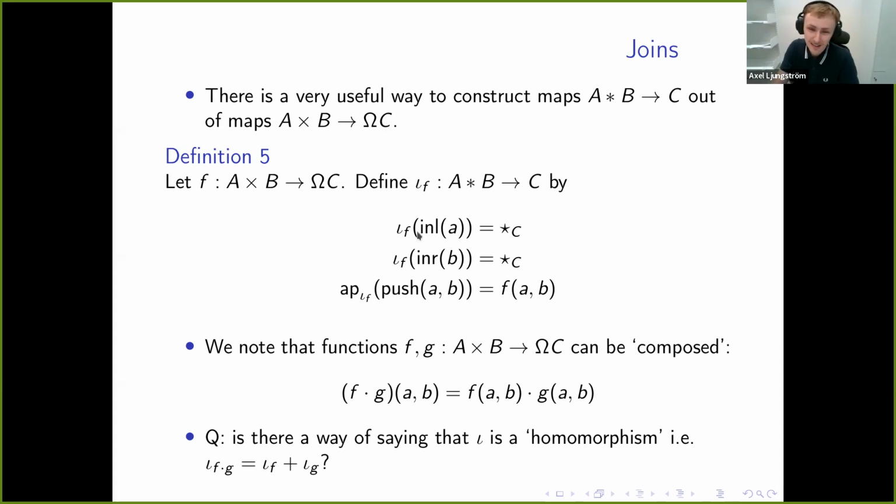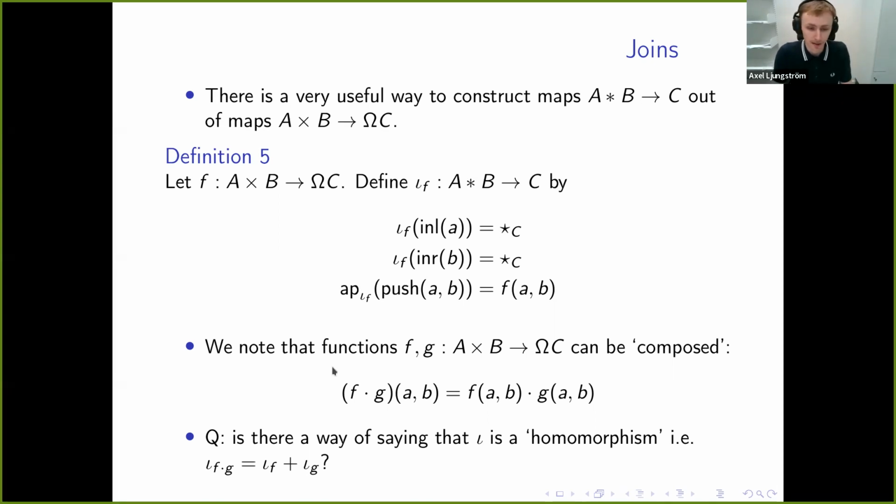So what it does, it takes in left of A and right of B, both to the base point, so it's constant on the inclusions. And then when we apply iota of f to push A B, we have to provide a loop in C, and we just apply f, right? So this is a very nice way of constructing maps out of joins.